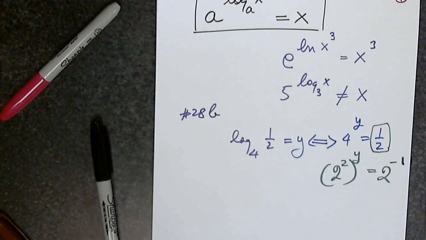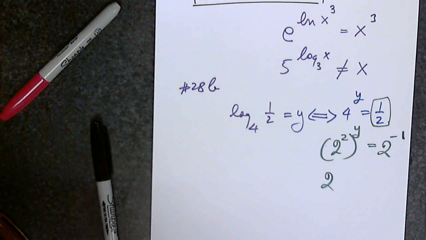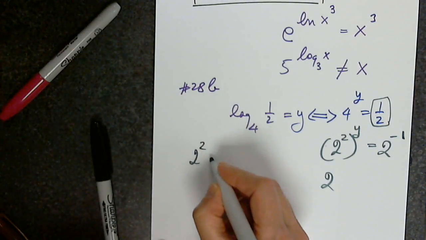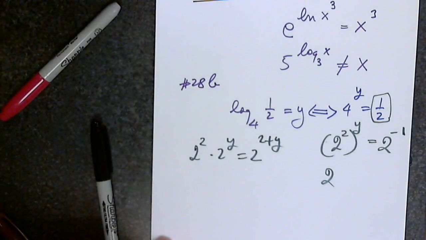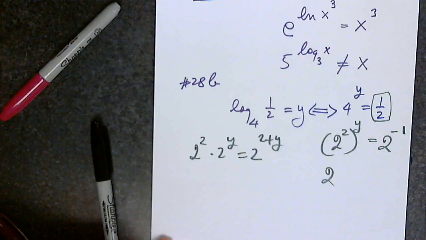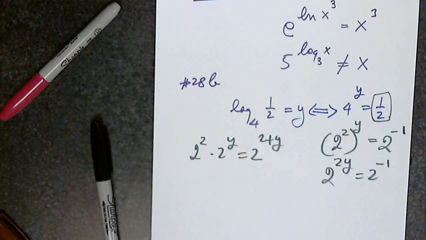Exactly. Excellent. So now the left-hand side, I copy the base. What happens to the exponents? I'm multiplying because I raised to a power. This is not 2 squared times 2 to y, in which I copy the base and add the exponents. So here I copy the base. What happens to the exponents? Right. So this is 2y equals 2 to -1. Now these are two equal numbers and they have the same base. What has to happen to their exponents?